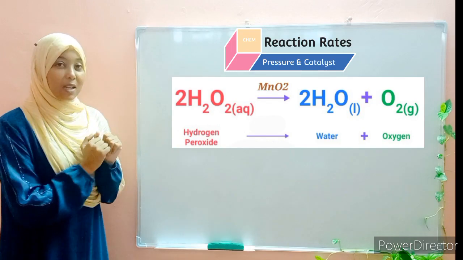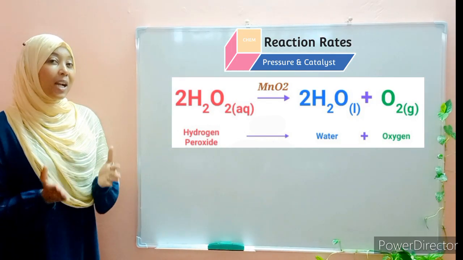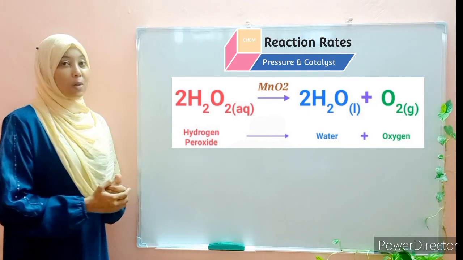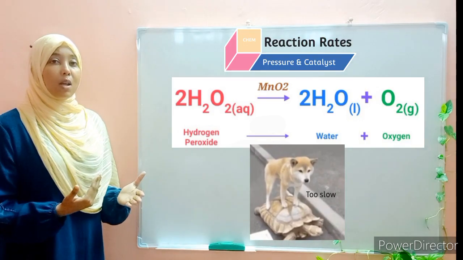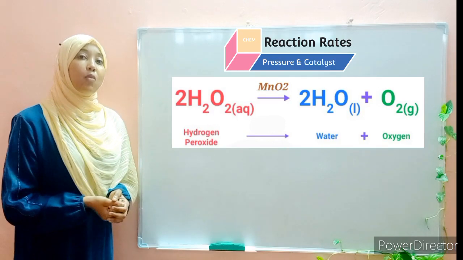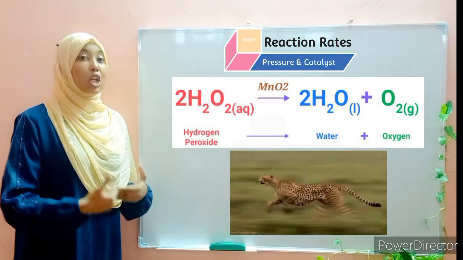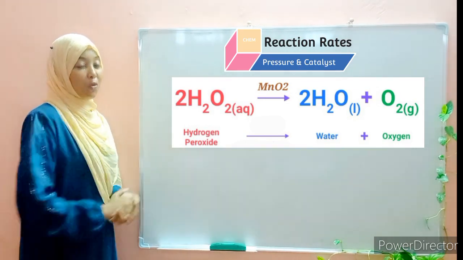So let's do an example of a reaction that can be catalyzed by a catalyst. Over here we have hydrogen peroxide. Hydrogen peroxide decomposes to form water and oxygen. Normally this reaction takes a long time. But if you were to introduce a catalyst, which in this case is manganese(IV) oxide, it speeds up the rate of the reaction. So you'll end up collecting more oxygen within a shorter period of time.